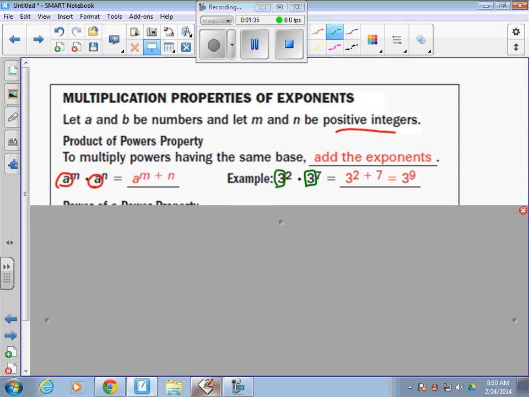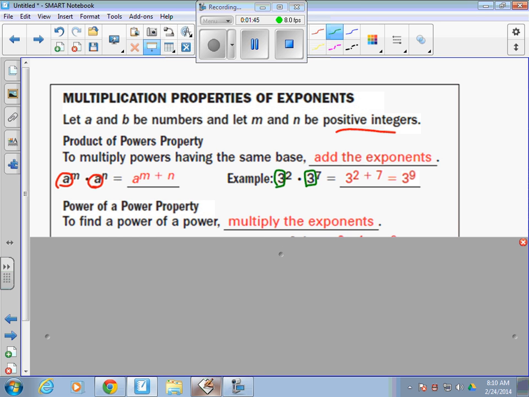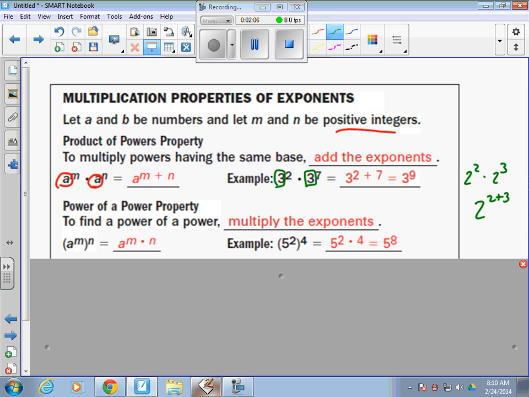The next one is raising a power to a power. Notice it's real similar sounding, but the difference is you're raising a power to a power. When you find the power of a power, multiply the exponents. So if you have two things multiplying by each other, 2 to the second times 2 to the third, same base, anytime it's the same base, you add 2 plus 3 and you get 2 to the 5th.